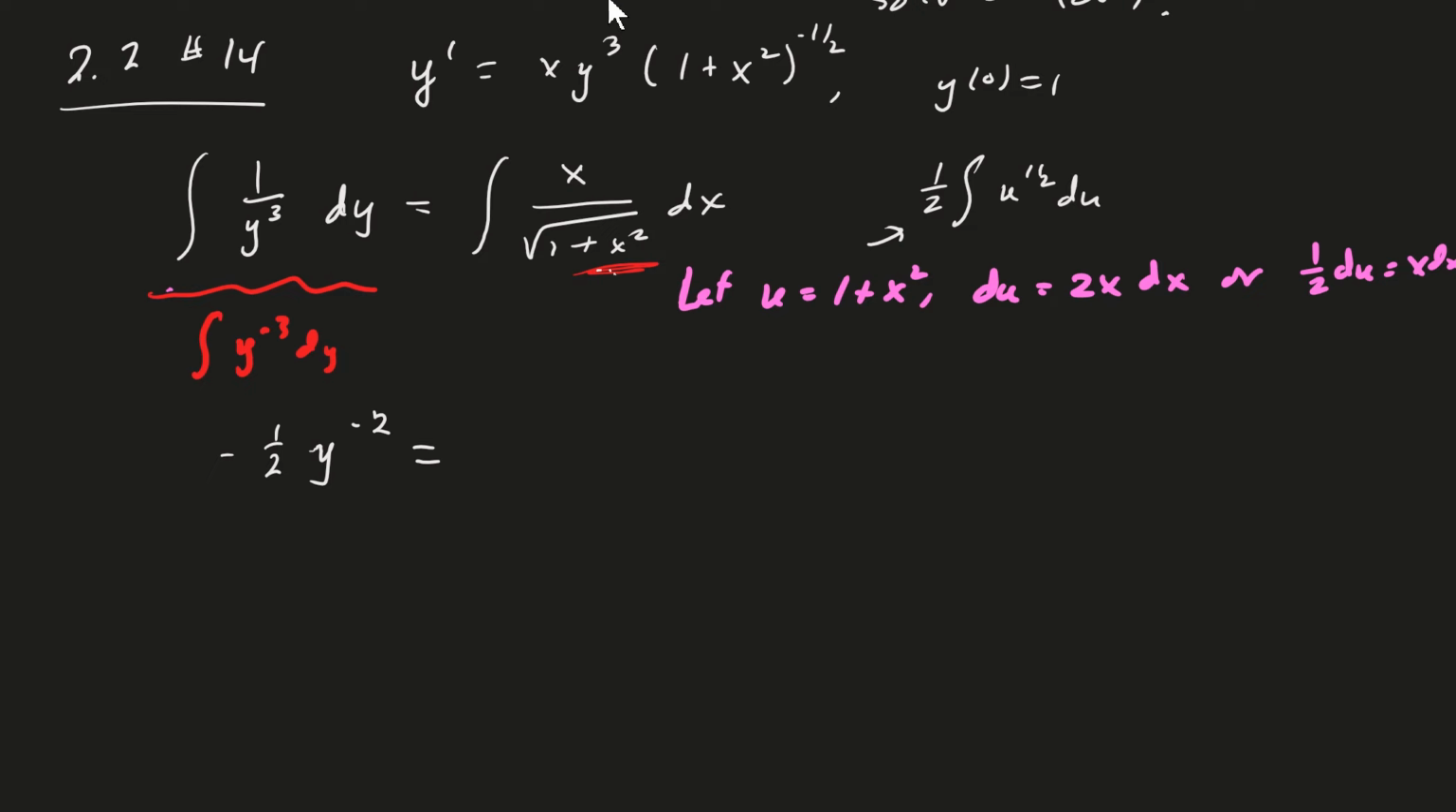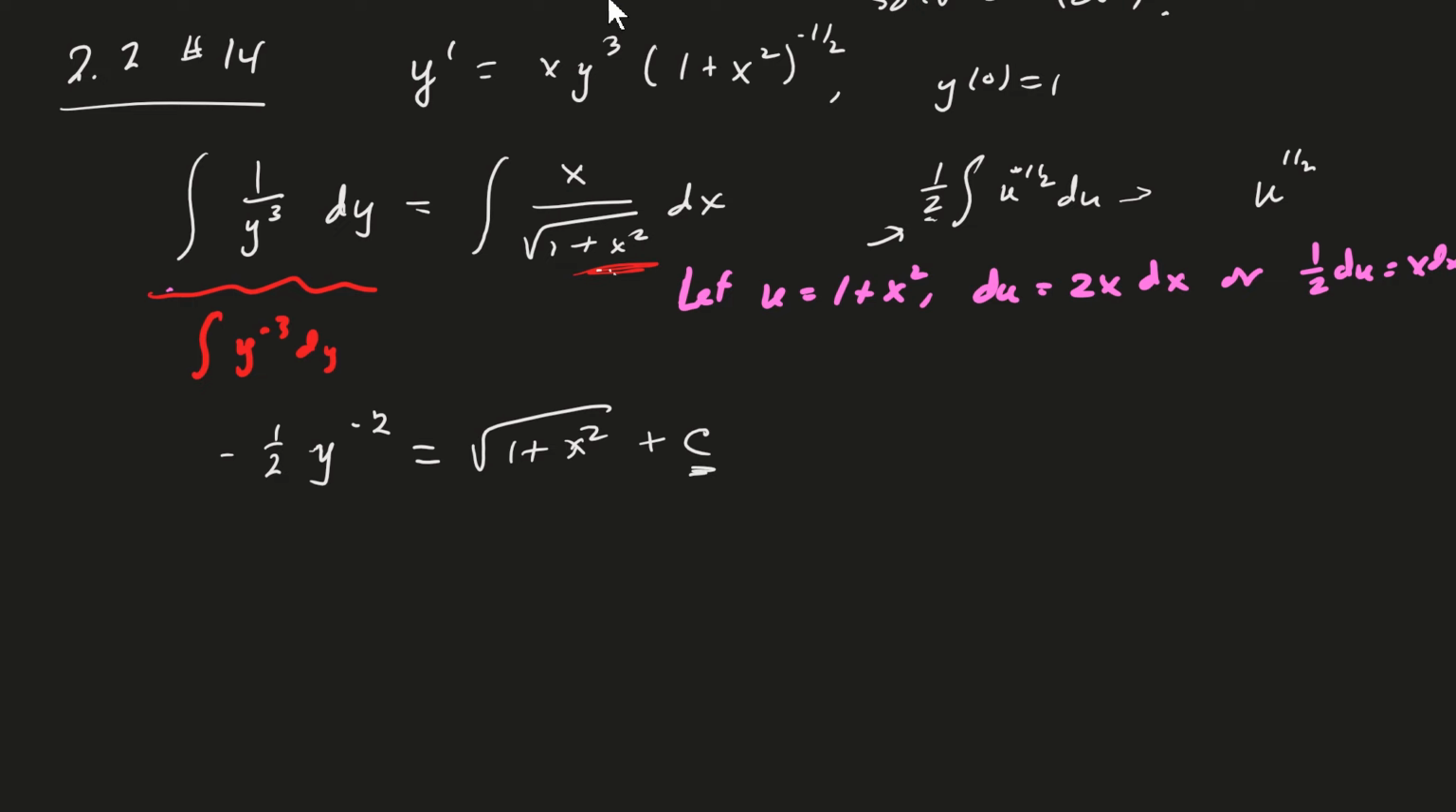So then your answer is going to be u to the 1/2 power, and that covers the 1/2. So that's going to be equal to, I'll just go ahead and write it down, the square root of 1 plus x squared plus c. And be sure and put the c down here.